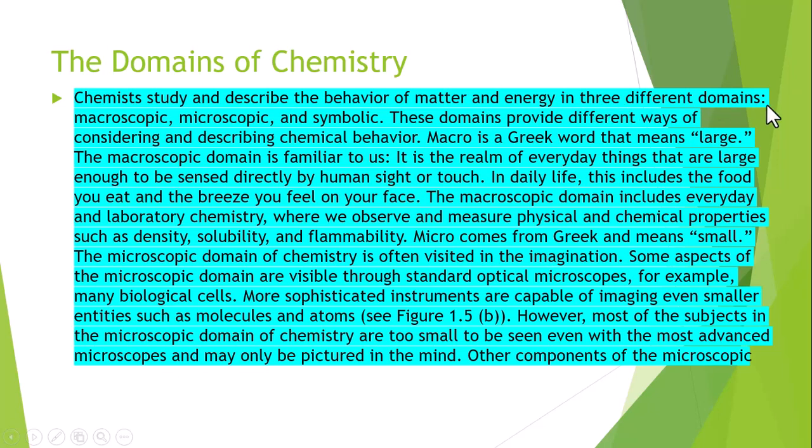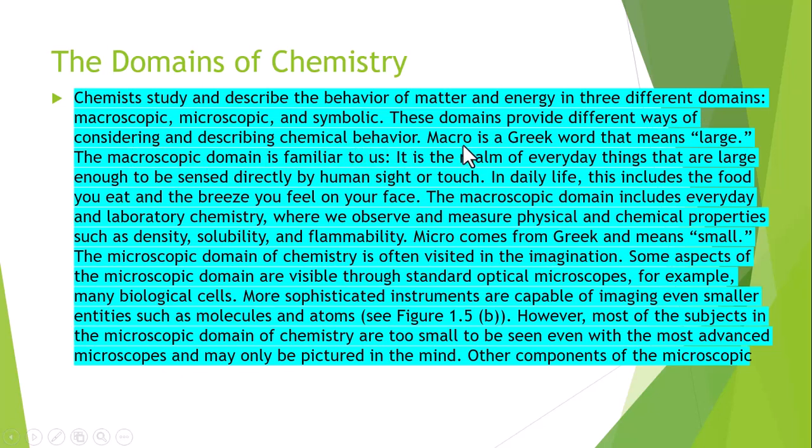So there are three different domains of matter and energy in chemistry: the macroscopic view, that which you can see, the microscopic view, the world of the very small, the infinitesimal, that which you cannot see, and the symbolic. So we represent things in a symbolic way. These domains provide different ways of considering and describing chemical behavior. Very important. We are saying these domains, which are macro, micro, and symbolic, provide different ways of considering and describing chemical behavior.